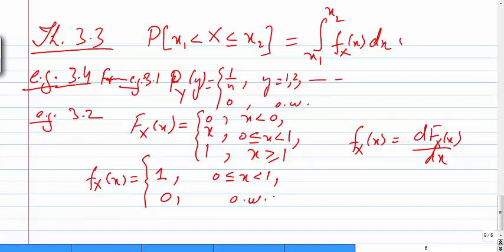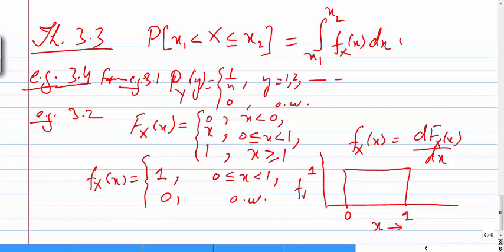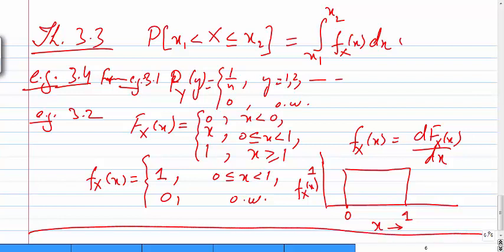So if I draw it, this means that this is between 0 and 1. So this is 0, this is 1, this is your x, and this is your f_X(x). Let's move to the next one.